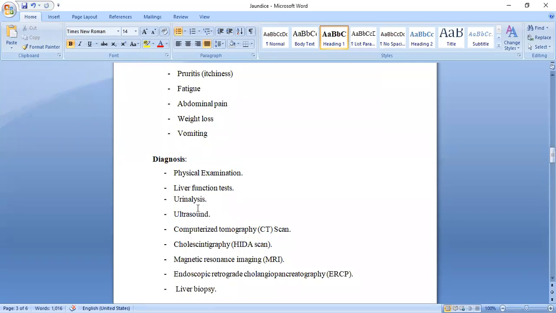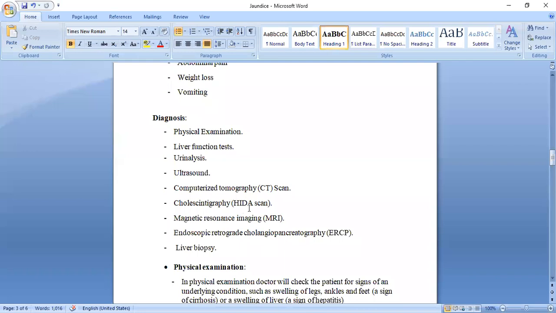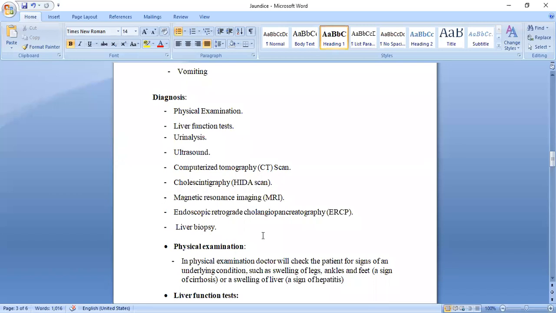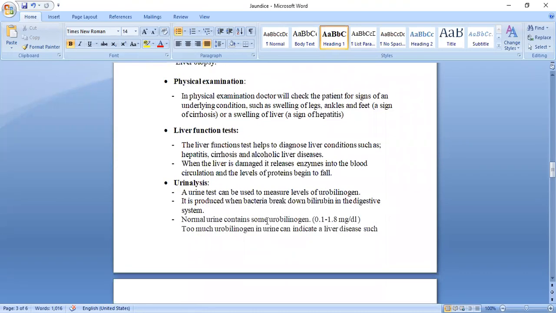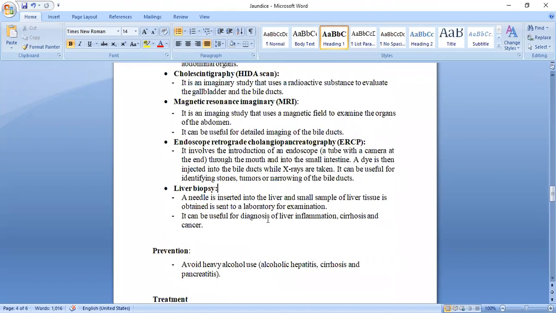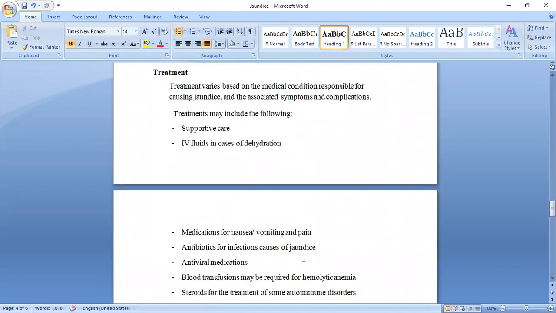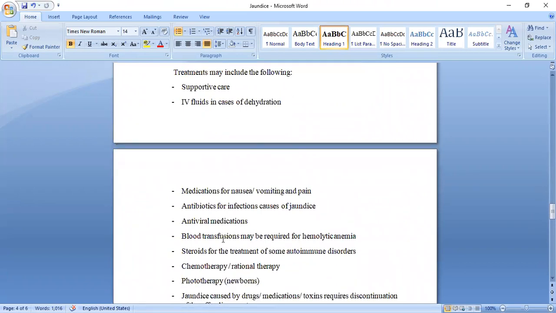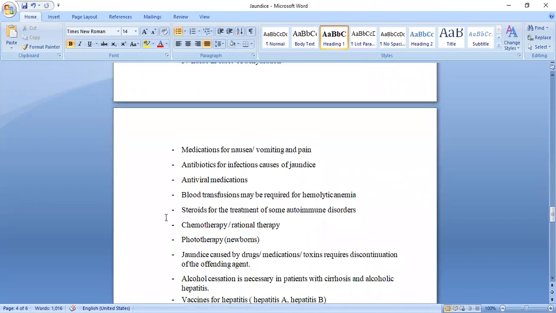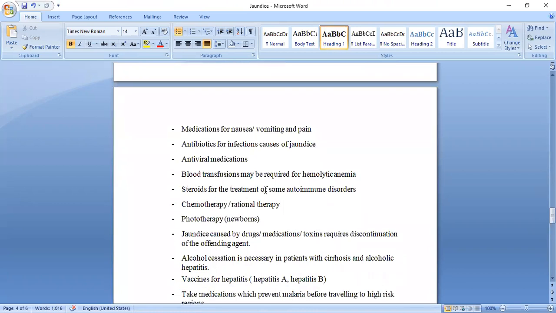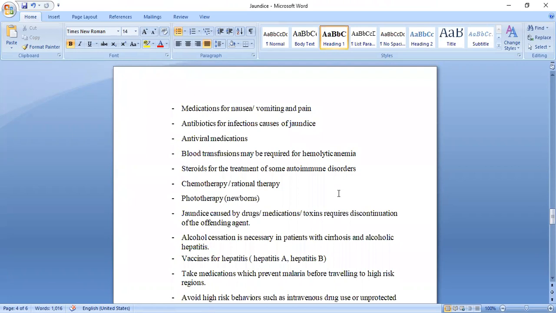Liver function test, urine analysis, ultrasound, that is sonography, CT scan, cholescintigraphy, also called HIDA scanning, MRI, liver biopsy, endoscopy. These are all about the diagnosis, and what treatment we have to give. Supportive care, and IV fluids in case of dehydration, antibiotics, antiviral medications. If hemolysis is there, give blood. Steroids for the treatment of autoimmune disorders.